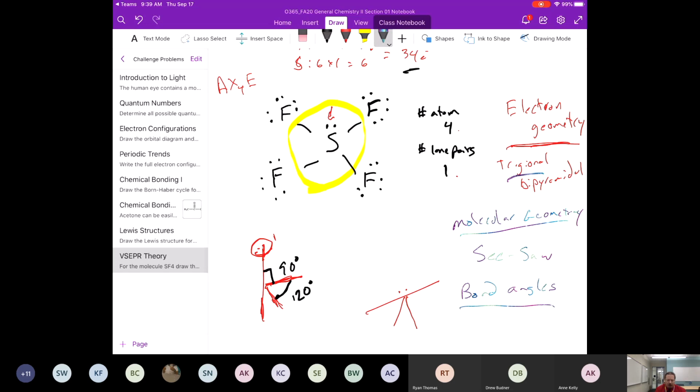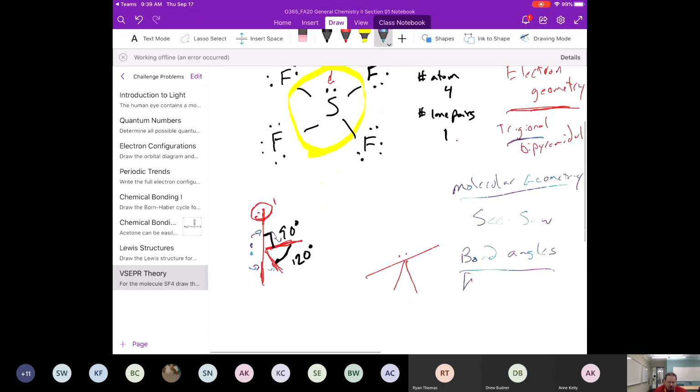Same thing is going to happen here in this structure. This pair of electrons that we have over here is going to push everything else away, which means those bond angles, which started at 90, are now going to be less than 90 and less than 120.